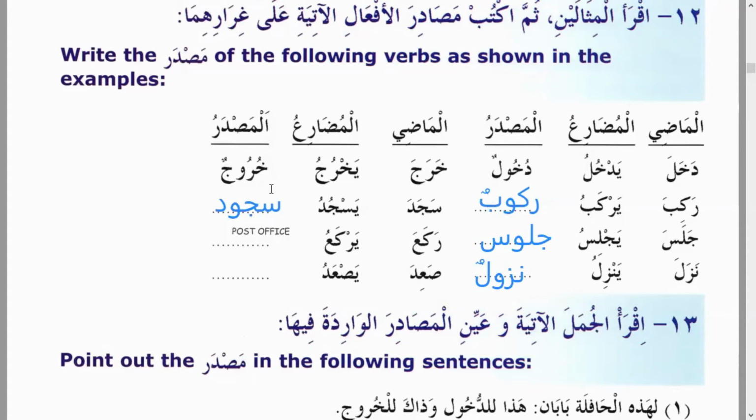Like sajada yasjudu, the one who does sajda is called sajid. Sajidun, Dakhilun, Raqibun, right? The one who rides. The plural of Raqibun is Rukab, right? Raqib, passenger is called Raqib because he is riding. Jalis, Nazil. Raka yarkau. Raka is the one who does ruku'. I mean, the word itself is ruku'. Ruku'un.